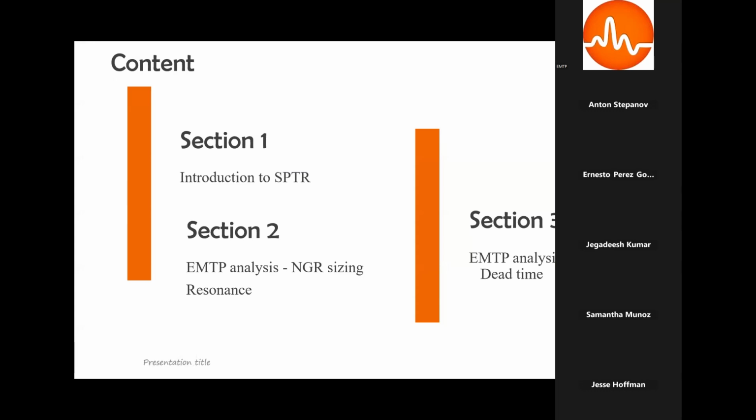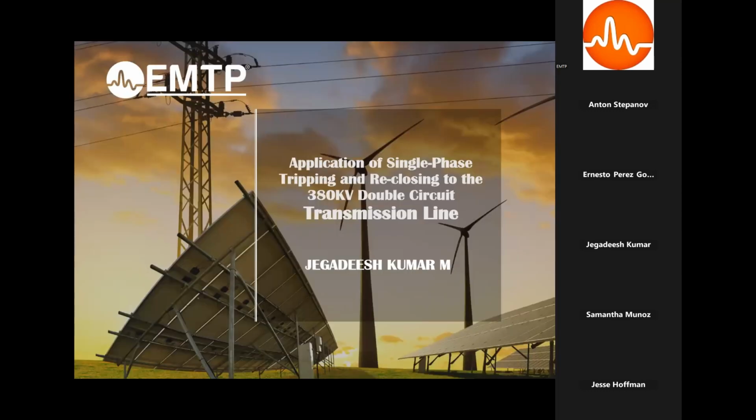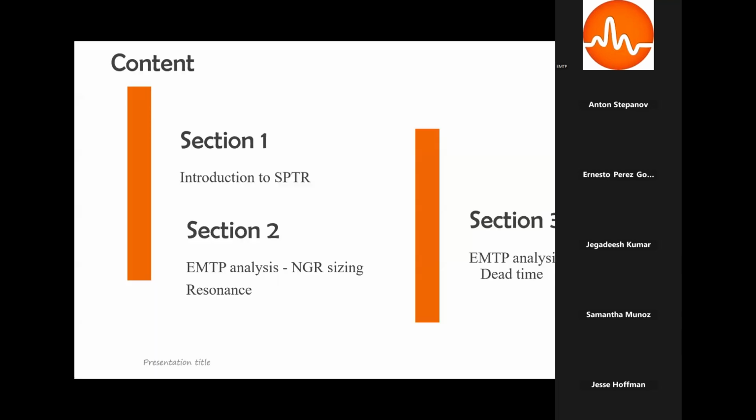So today's topic is the application of single phase tripping and reclosing to the 380 kV double circuit transmission line. We have three sections here. Section one deals with the introduction of SPTR, and section two is about EMTP analysis, in which we will be looking at the sizing of NGR, and also the resonance conditions that occur during single pole tripping.